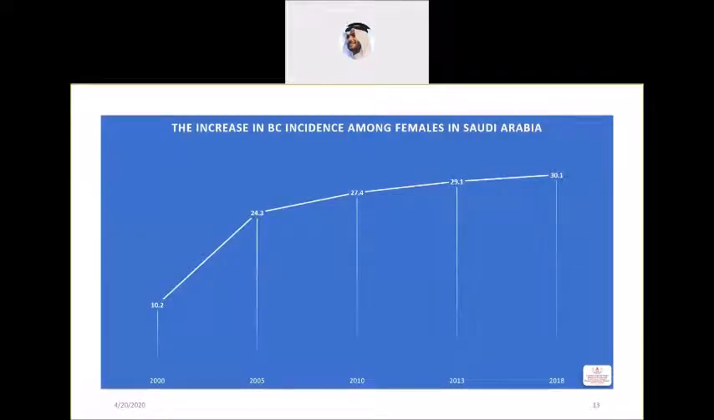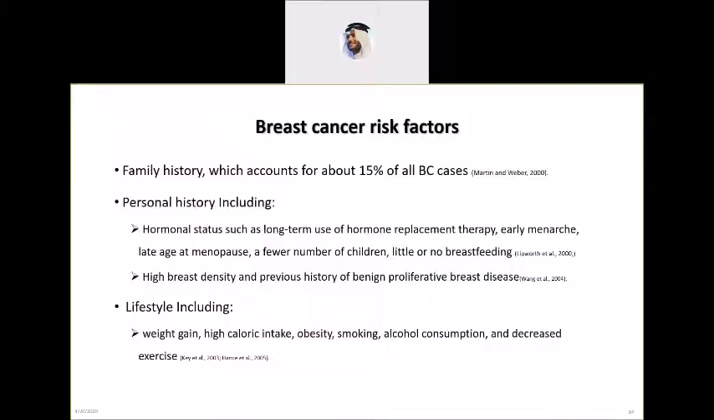And as you can see here in the chart, the incidence increased every year. In 2000, we had around 10 million. In 2010, we had 27 million. And according to the last report, 2018, it's up to more than 30 million.